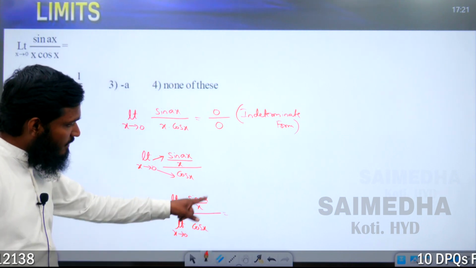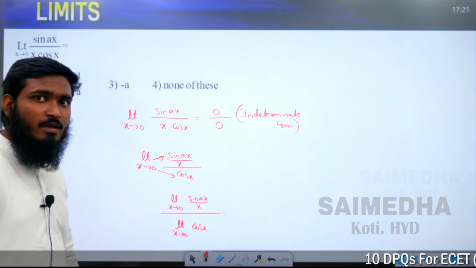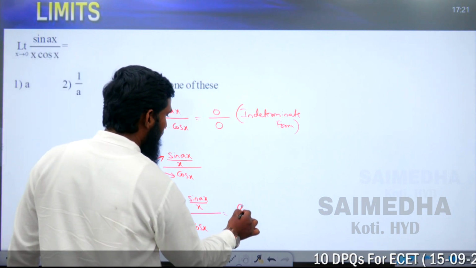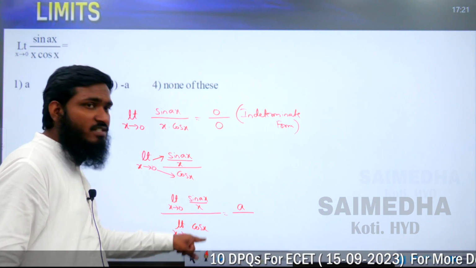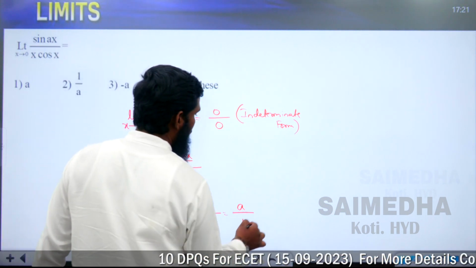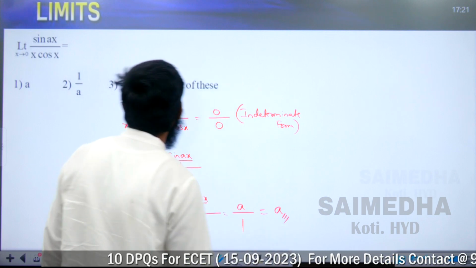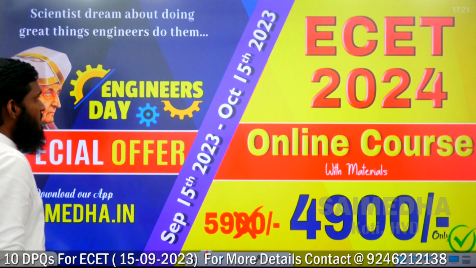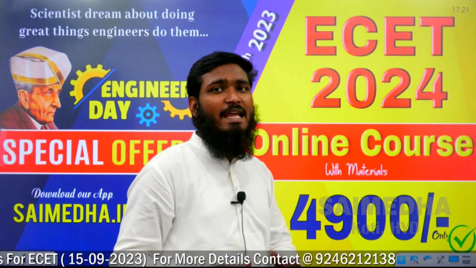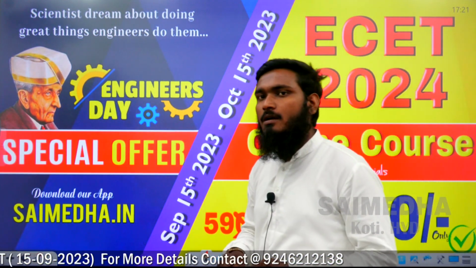Now if we apply the limits, sin ax by x is equal to a, divided by cos 0. Cos x with x value 0 gives cos 0, which is equal to 1. A by 1 is equal to a. So which option will be correct now? First option. Like this we have completed all the 10 daily important questions of the topic limits.